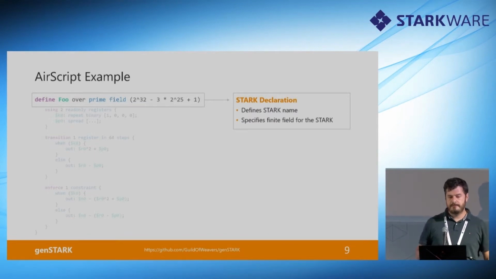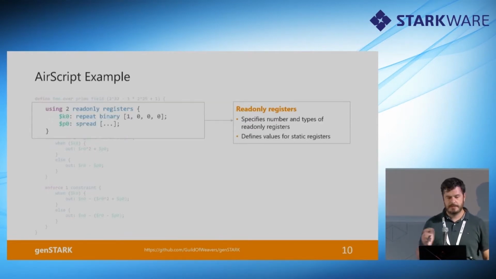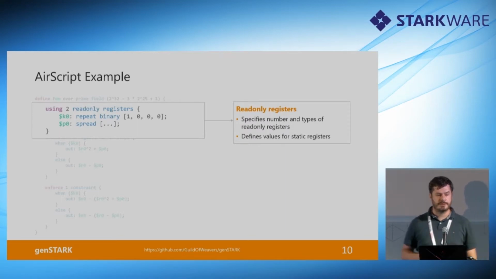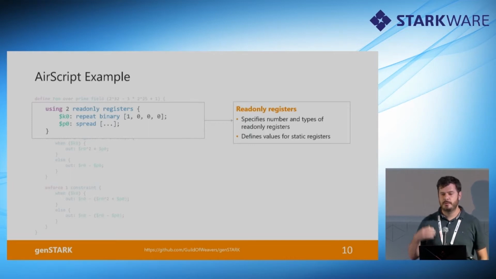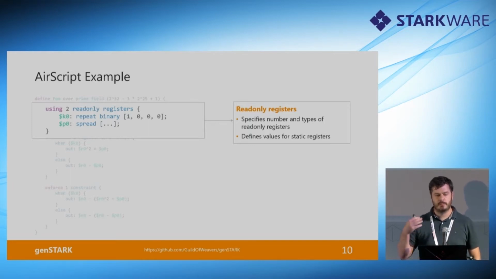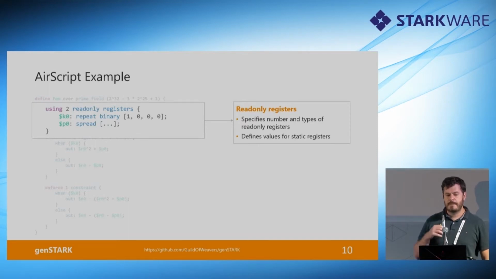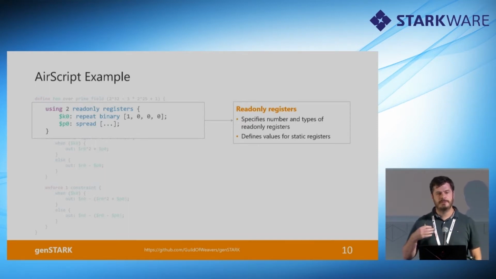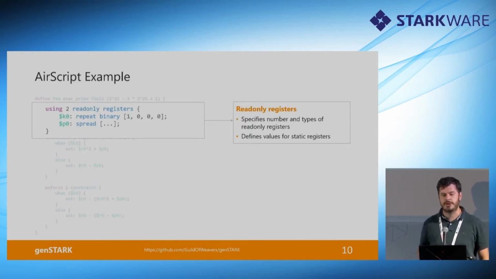So once we have the basic properties set up, the next thing to do is define what I call read-only registers. These are the constants that are going to be used when we generate an execution trace and when we evaluate our transition constraints. They're not mutable by the transition function. So the transition function can use these registers, but it cannot change them. And in this case, we're defining 2 read-only registers.